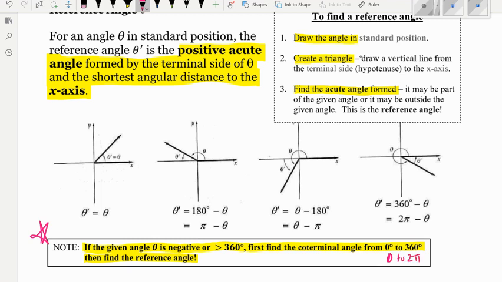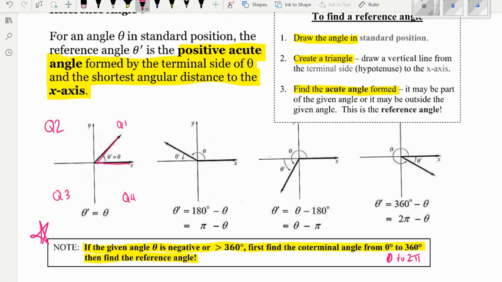So if we look at these pictures that we have here, remember this is quadrant 1, quadrant 2, quadrant 3, and quadrant 4. So in the first quadrant, if the angle that you're given is between 0 and 90 degrees, that means that you have your acute angle. That means theta prime, which is the reference angle, is equal to theta. So this would be your reference angle and the given angle.